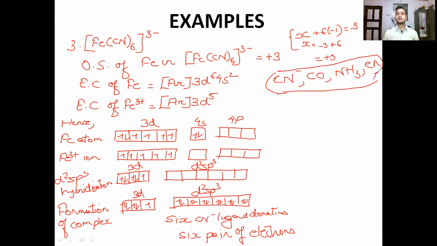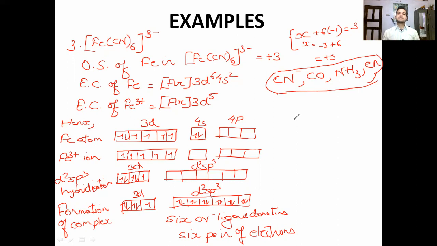This particular point cannot be explained by valence bond theory. Always remember the difference between strong field and weak field. That's why we need crystal field theory to explain this. And later on in crystal field theory, we'll be learning about the spectrochemical series, where we distinguish which is strong and which is weak.